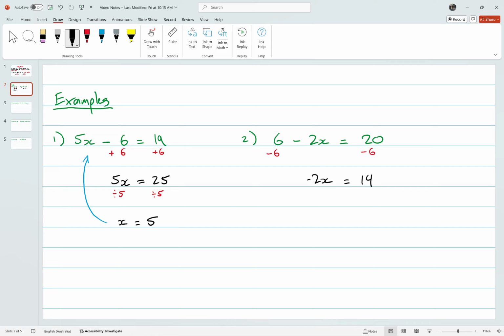Now what we need to do is get rid of this negative 2. Just note really quickly, this is saying negative 2 times x. So the opposite of timesing is dividing. So here I want to divide by not only 2, but I want to divide by negative 2. I also want to get rid of that negative. But whatever I do to one side, I must do to the other side. So by dividing by negative 2, I get rid of that 2. 14 divided by negative 2 equals negative 7. So my answer for this equation is negative 7. So those are some basic equations.